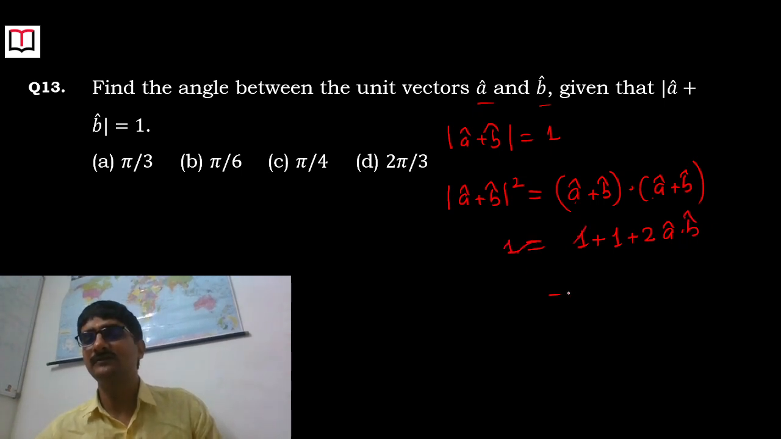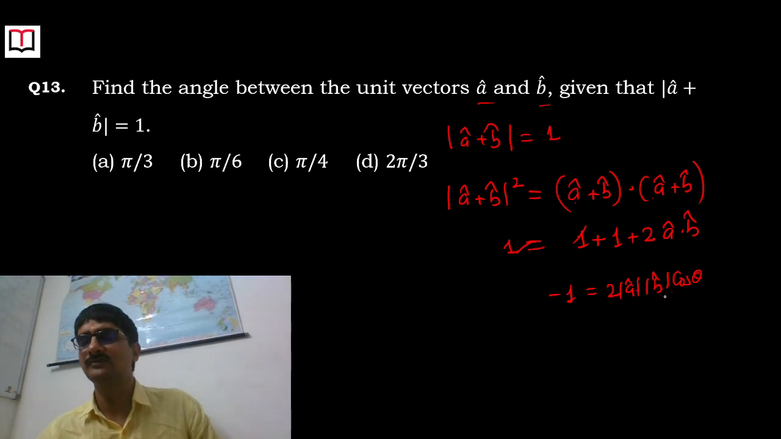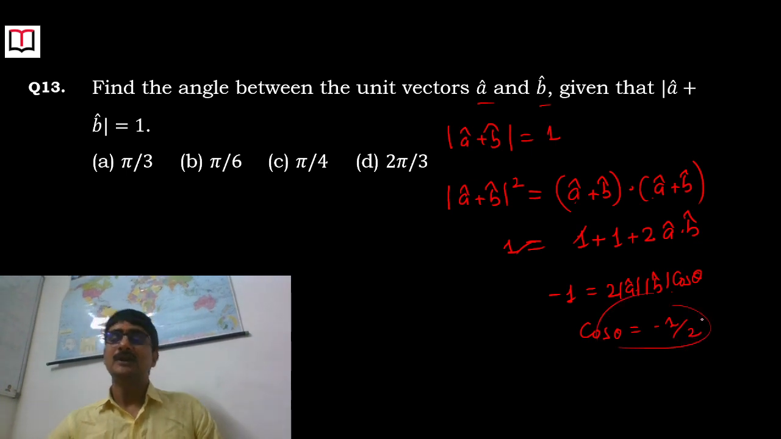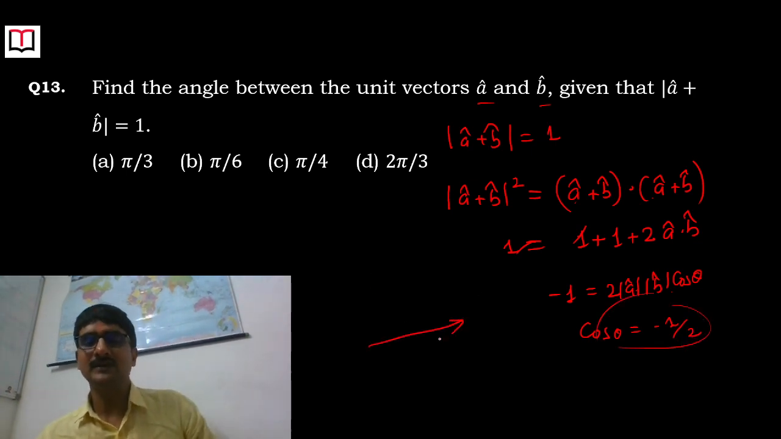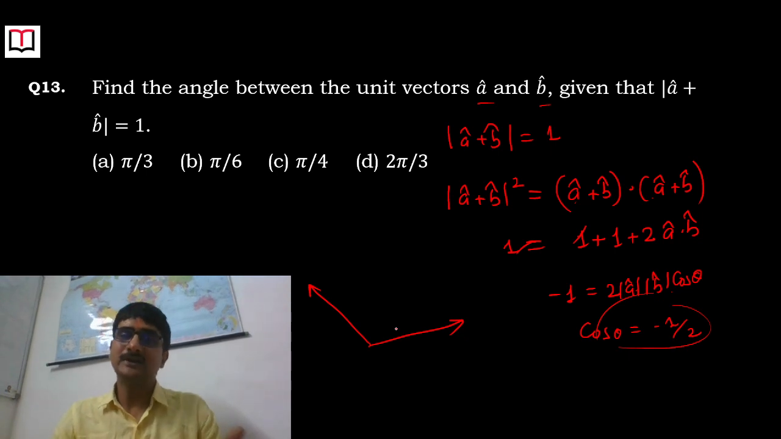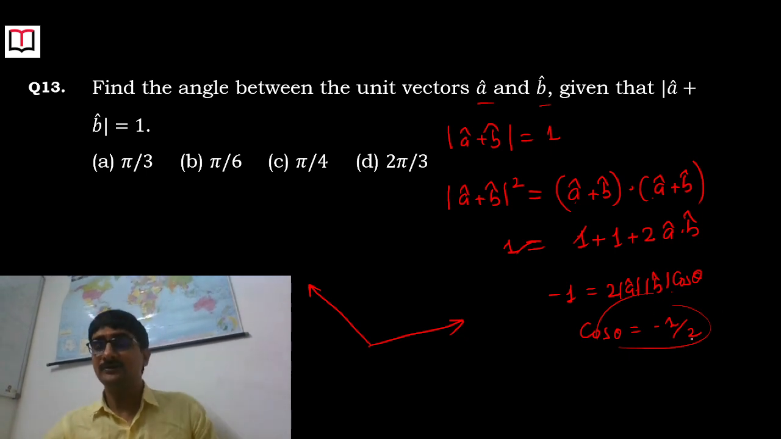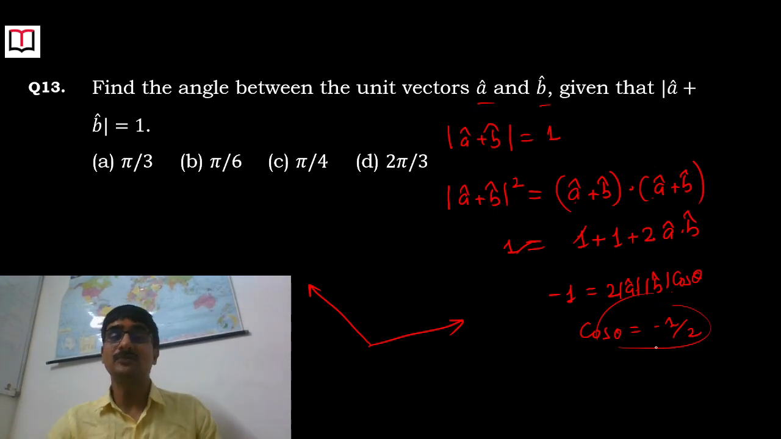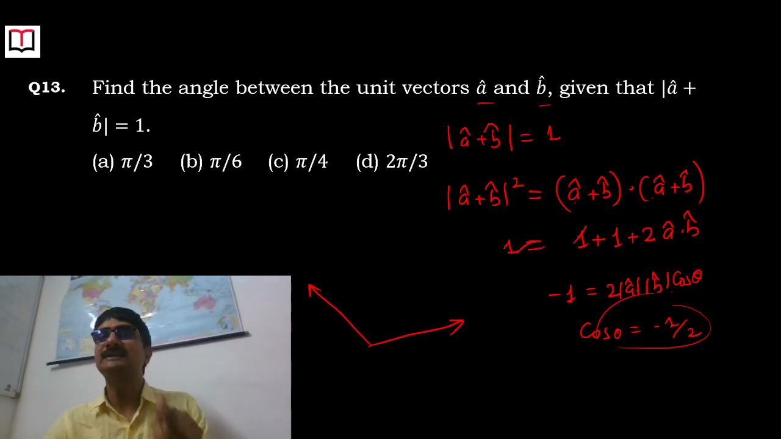So 1 gets cancelled, so minus 1 is equal to 2 times the magnitude of a, magnitude of b, times cos theta, where theta is the angle between them. So this is all again 1. So cos theta is minus half. Okay, so how much is theta? When we talk about the angle between two vectors, the angle can be acute or obtuse, there's no third option. Since cos theta is negative, it has to be an angle in the second quadrant.